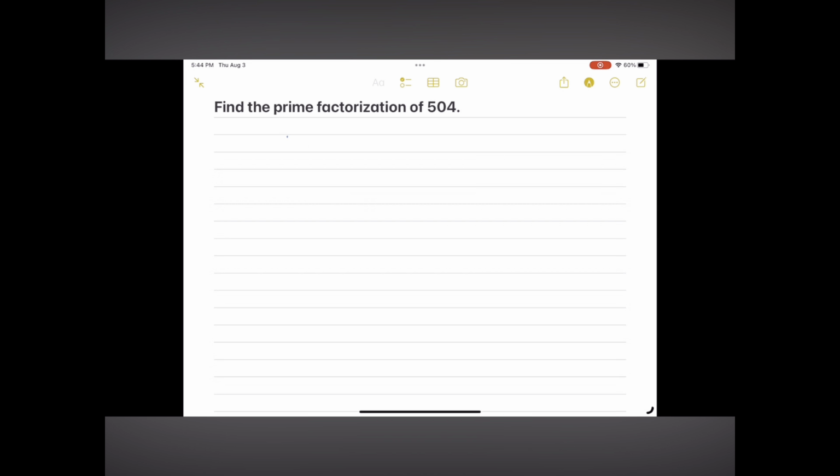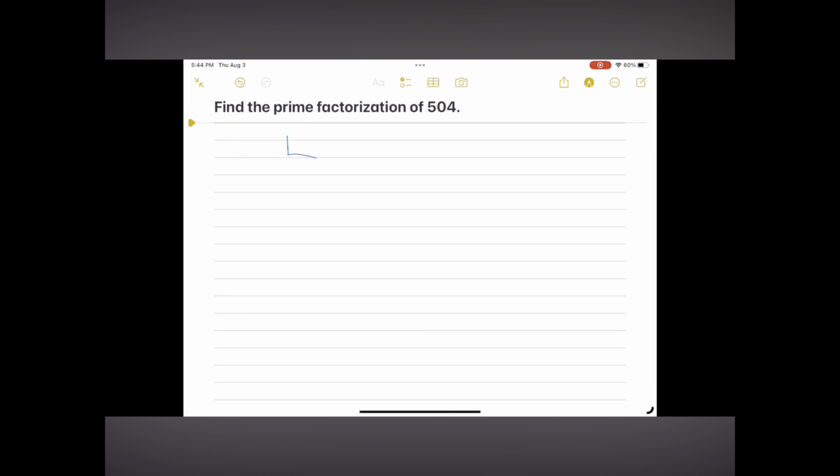Find the prime factorization of 504. We draw out the upside down division sign. 504 is even, so we divide by 2. 2 goes into 5 2 times. 2 times 2 is 4. 5 minus 4 is 1. We carry the 1, make it a 10. 2 goes into 10 5 times, and 2 goes into 4 2 times.